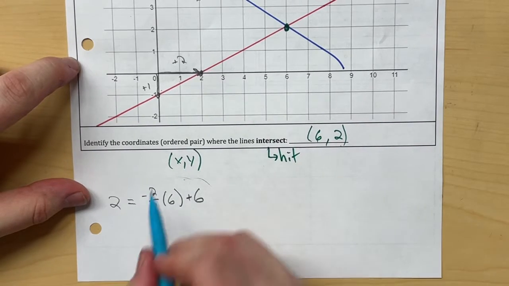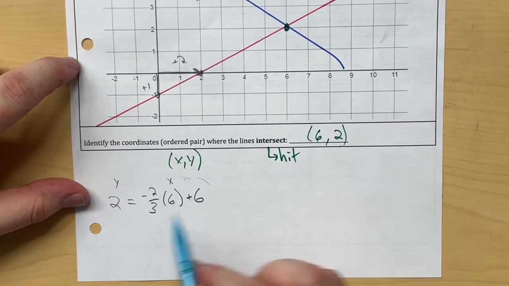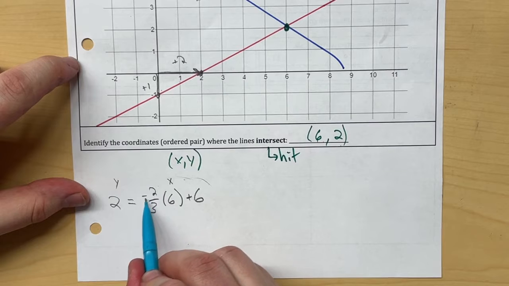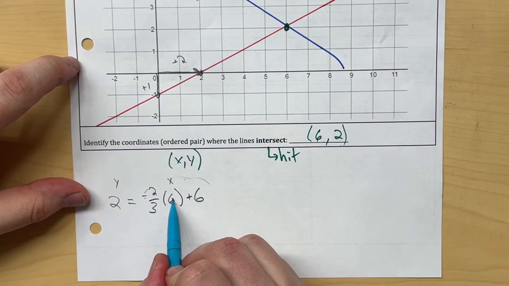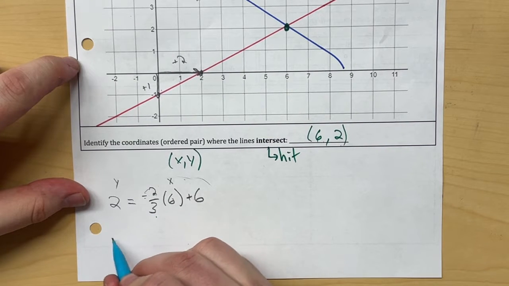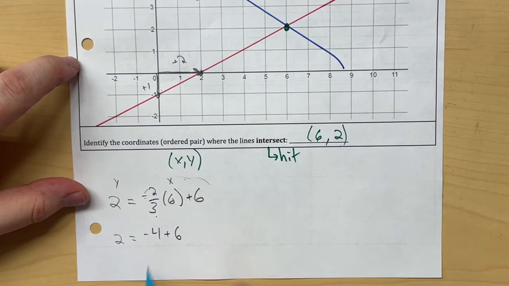So what I did was I plugged in my x and my y values for this ordered pair into this equation, and then they should be equal to each other. So let's find out. I have -2 times 6 is -12, divided by 3 is -4. So we're going to say, does 2 equal -4 plus 6? We would say this is equal to 2, which equals 2. So we know that one does work out.